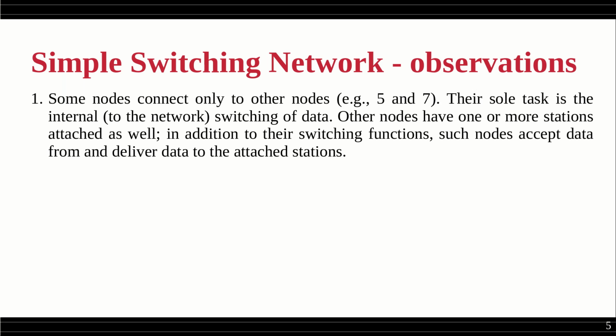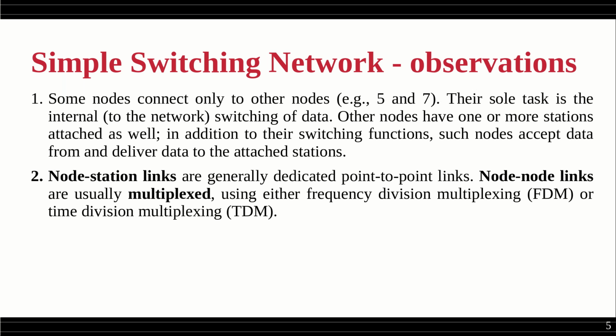The other nodes have one or more stations attached as well, station in the sense of an end device, in addition to their switching functionality. So they are doing multiple roles. They may accept information from the end devices, or deliver information to the end device, and at the same time do the switching to the successive switches. Such nodes accept data from and deliver data to the attached station, and they do the additional switching function as well. Now if you look at the node to station link, or the node to node link, node to node in the sense of dedicated node devices, they are communicating just for the switching purpose.